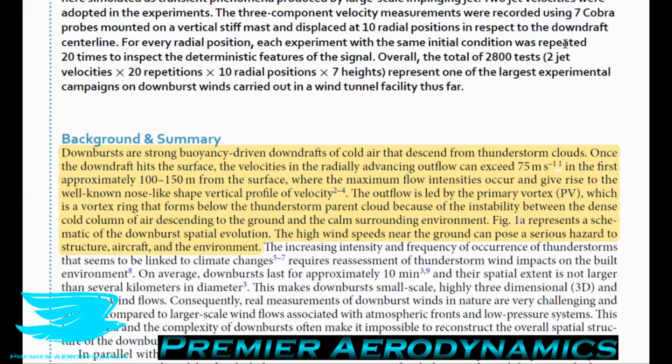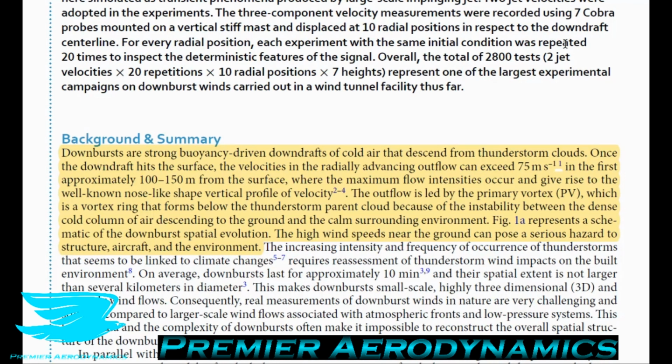So let's talk about what this means. When you have thunderstorms, as you have these clouds, there's a lot of variability in what the air is doing, and often you can get these massive pockets of air rushing down into the ground, vertically down. And what happens is this air hits the ground and it has nowhere else to go other than radially out. The flow hits the ground and then accelerates outwards. And they can reach up to 75 meters per second velocities at 100 to 150 meters above the surface.